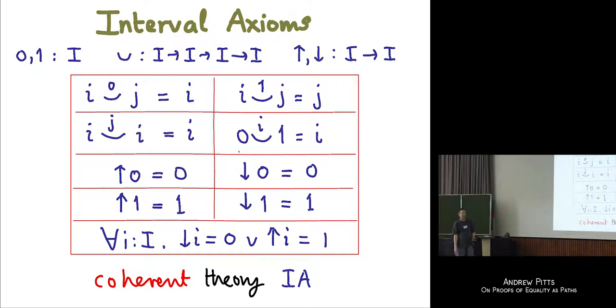So it's not quite an equational theory. That would be really nice, but I don't think it's possible. But it's got this crucial disjunction axiom.